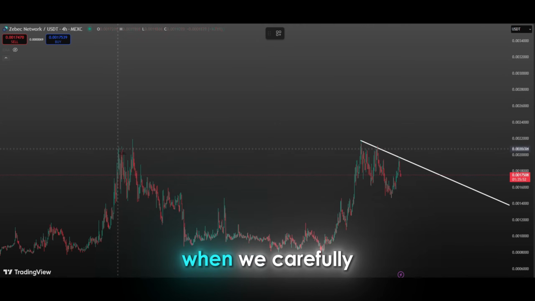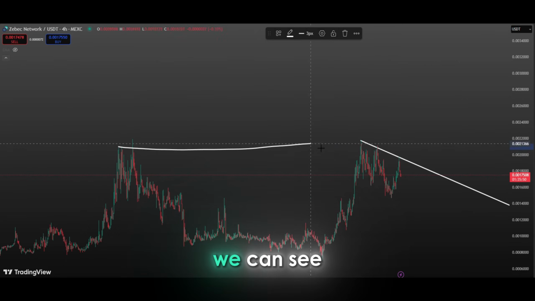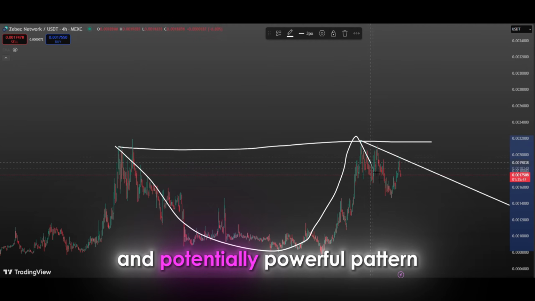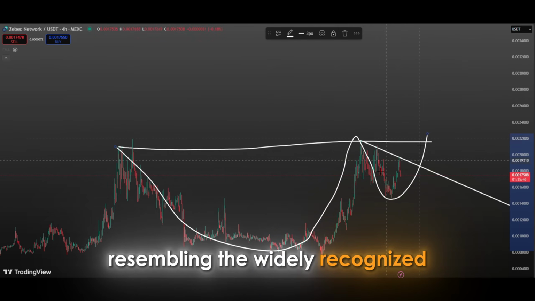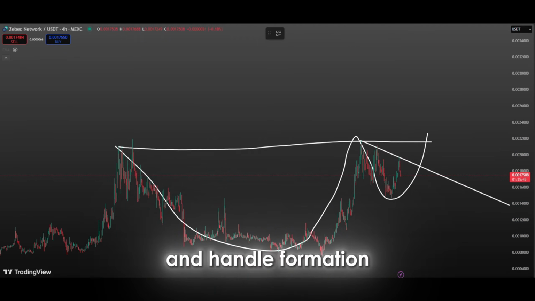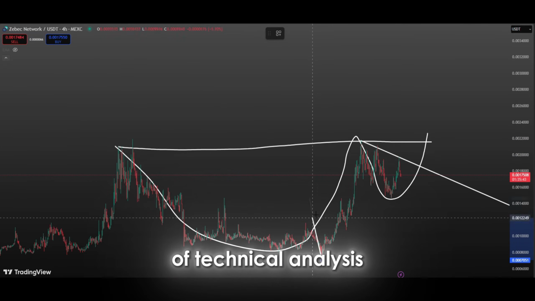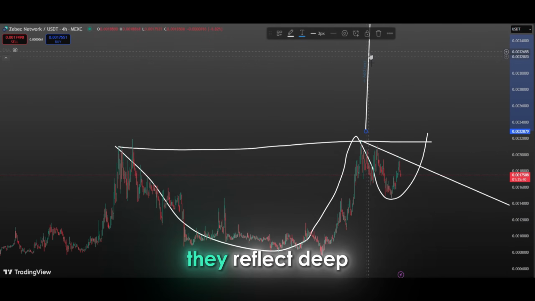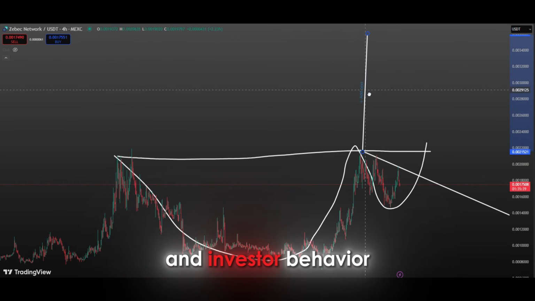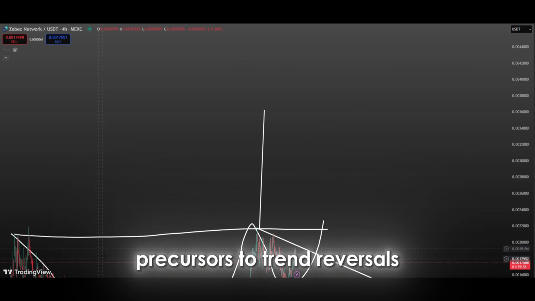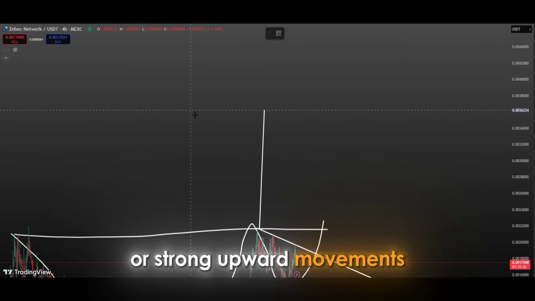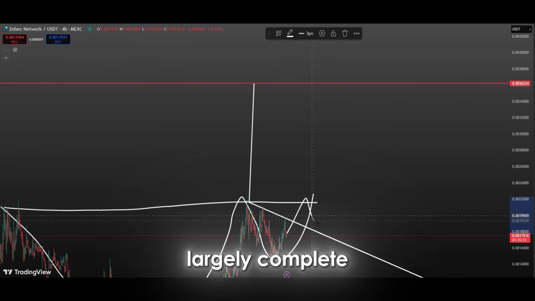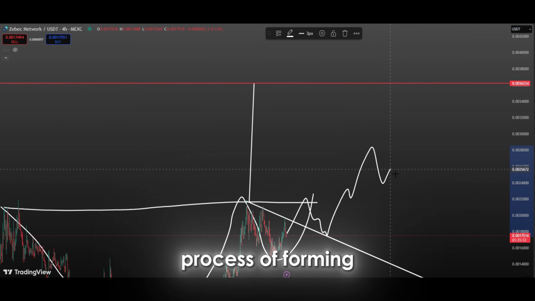Stay tuned. When we carefully examine the chart structure, we can see that the price has started to form a highly significant and potentially powerful pattern. Specifically, a structure resembling the widely recognized and strong cup and handle formation in the world of technical analysis appears to be taking shape. These formations are not just technical figures, they reflect deep market psychology and investor behavior, often serving as precursors to trend reversals or strong upward movements. Looking at the current price action, it appears that the cup is largely complete and the price is in the process of forming the handle.